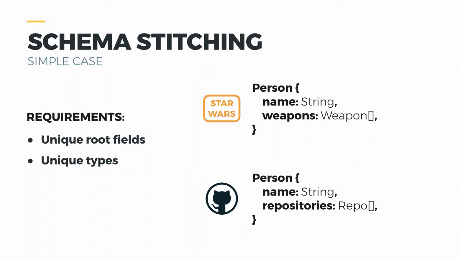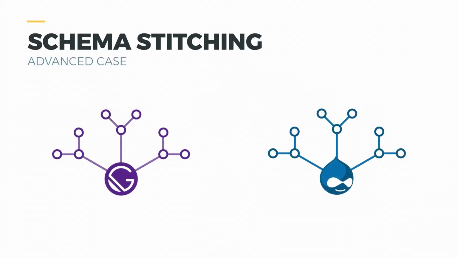So these types have the same name, but they're different definitions. So you cannot merge, you can't stitch using this simple method if you have these kinds of conflicts. But you can still stitch, you just can't do the simple case. So let's look at an advanced case. We're going to take Gatsby's graph and Drupal's graph and stitch them together. How would this look?